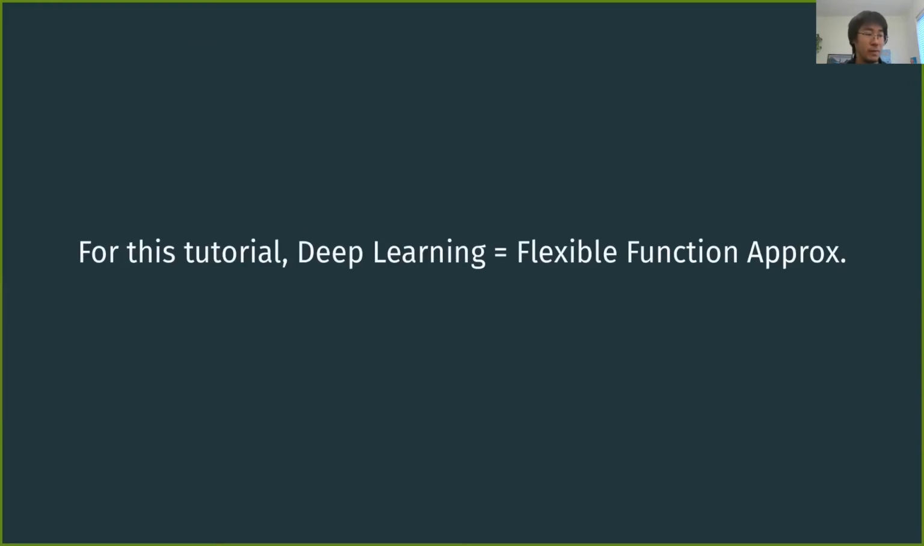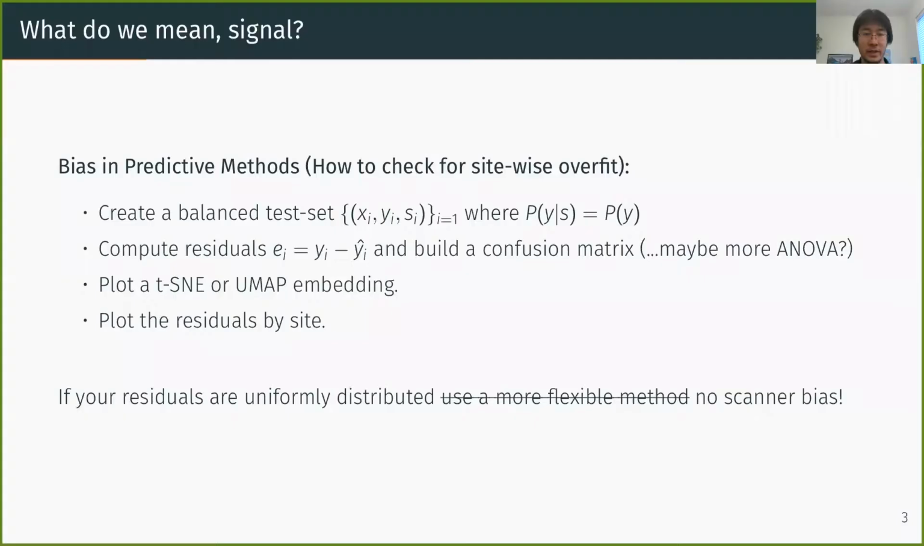For this tutorial, deep learning is further going to be just abstracted to flexible function approximation. I know that many people have different disagreements and beliefs about deep learning and how to deal with it and how to appropriately think about the theory of it. We're just going to abstract it away to a flexible function approximator. Yeah, it makes it a little easier.